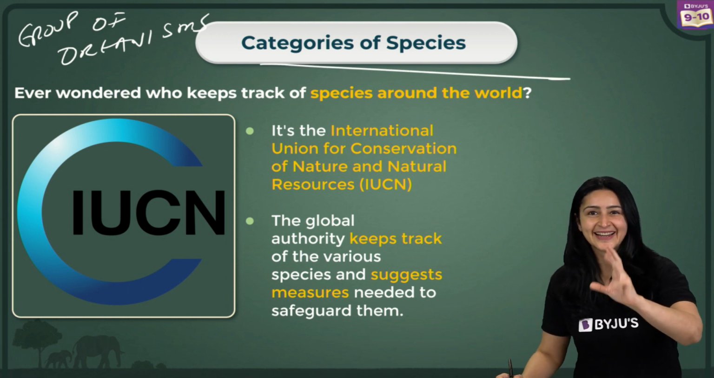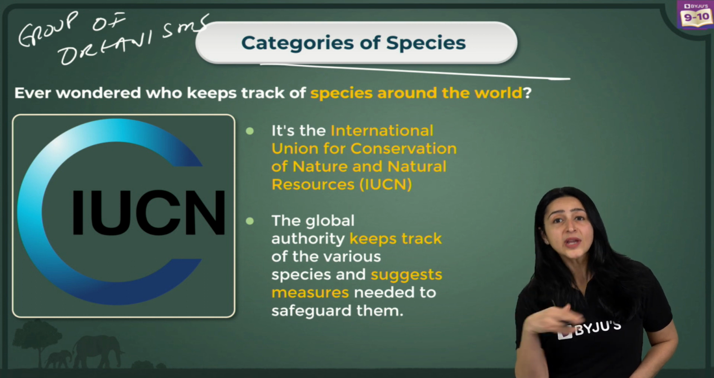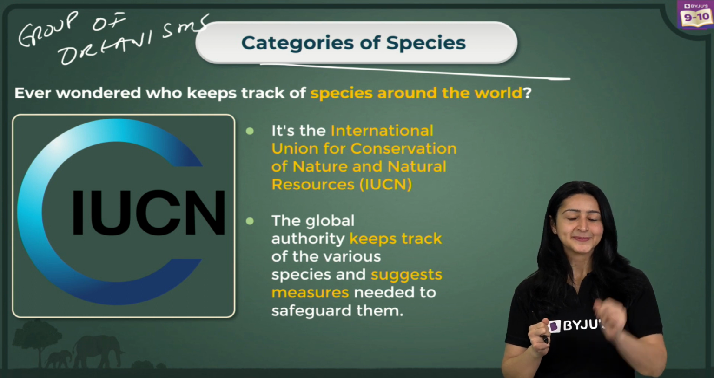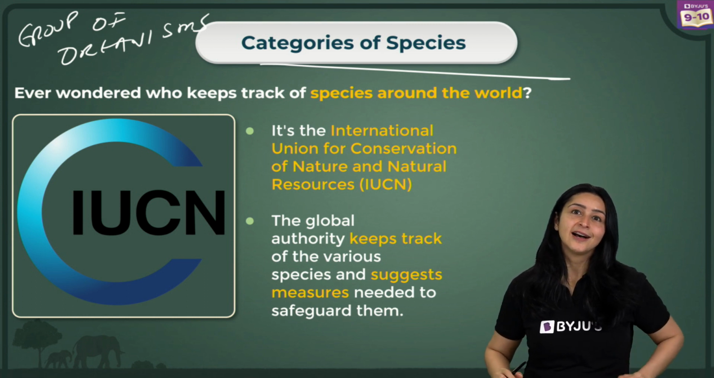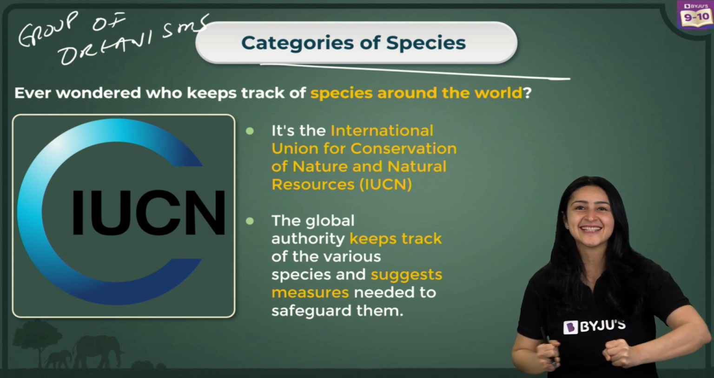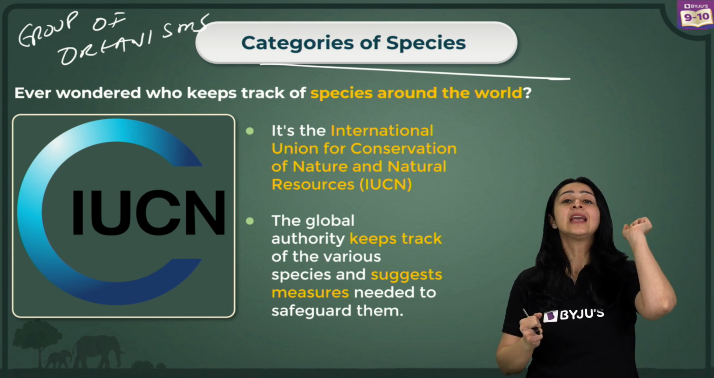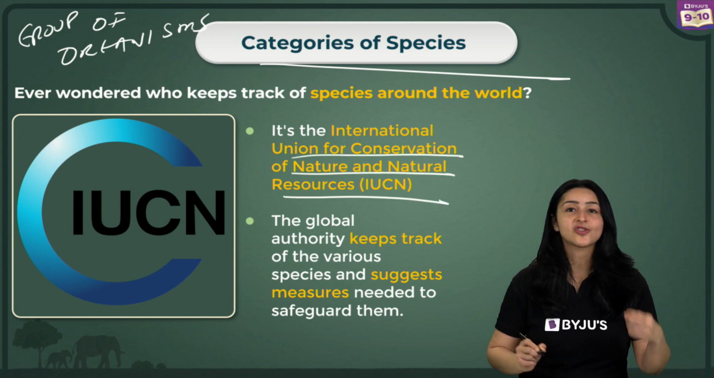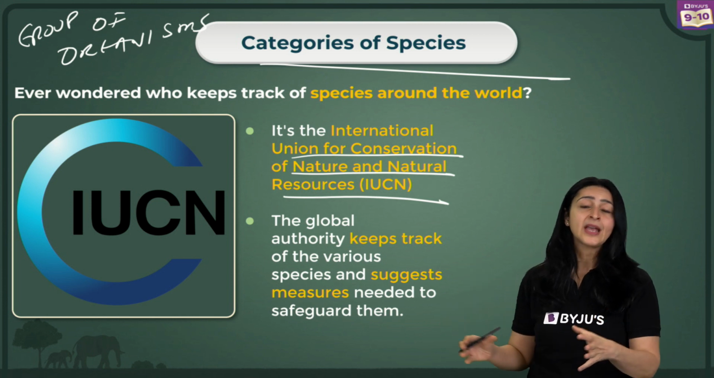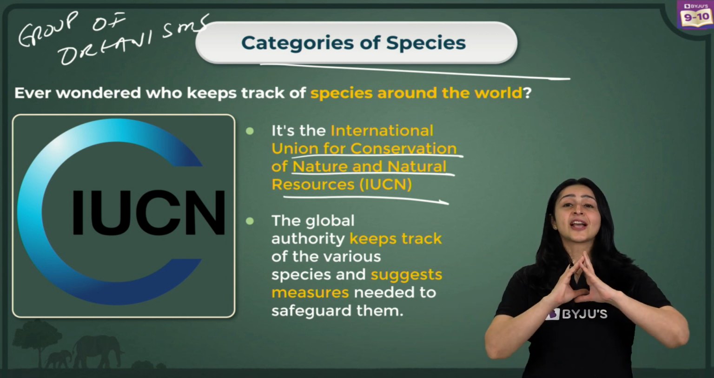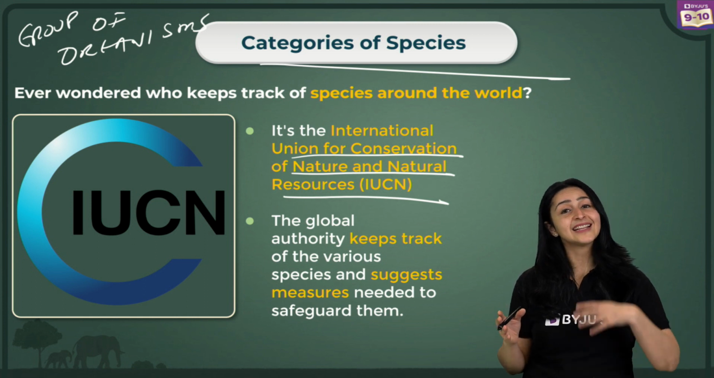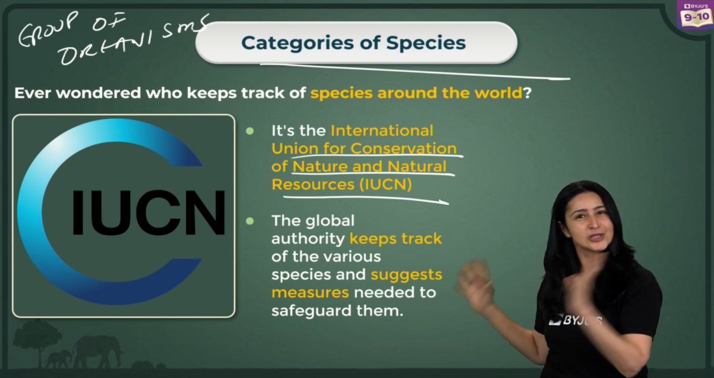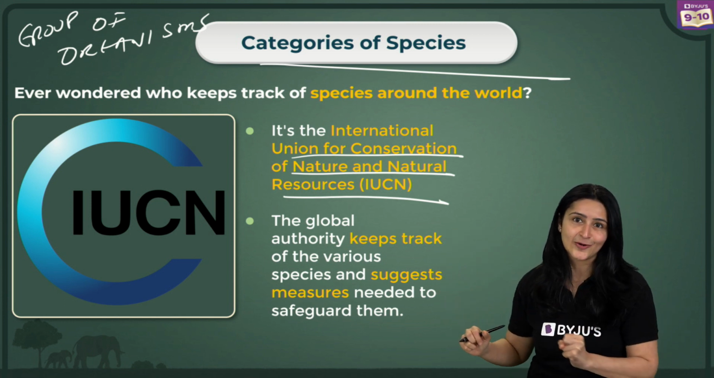But before we go ahead and dive into this, have you ever wondered who keeps track of all these species? I mean, there are so many species. Who can keep track of this? Well, we do have one such organization, and this is the IUCN, or the International Union for Conservation of Nature and Natural Resources. Now, this is a global authority that tracks various species around the world and then suggests preventive measures to protect them. Like I said, we don't want to lose any species. So this is the authority that takes care of all of this.